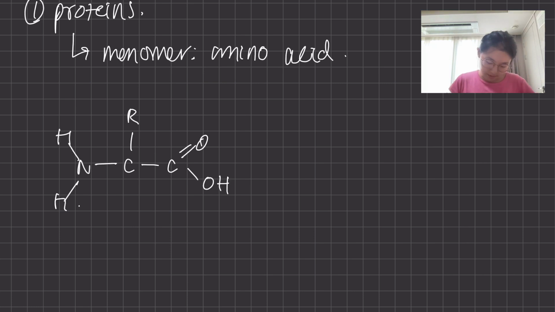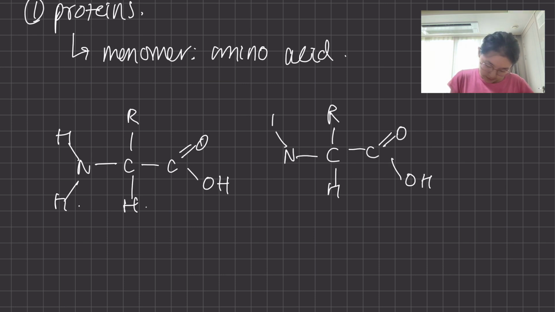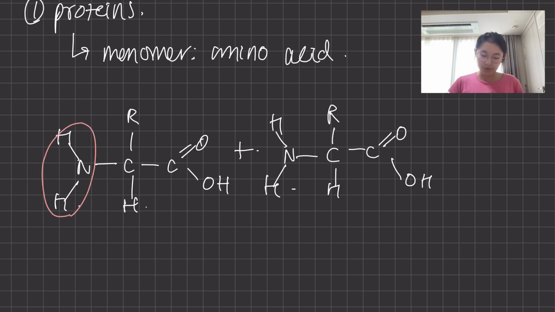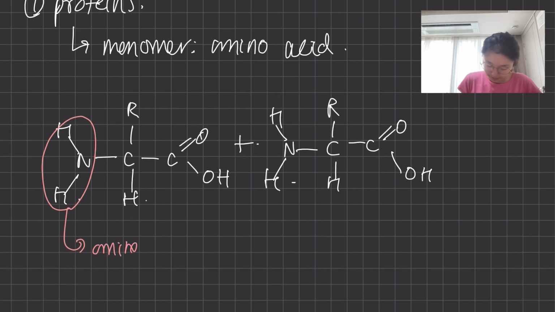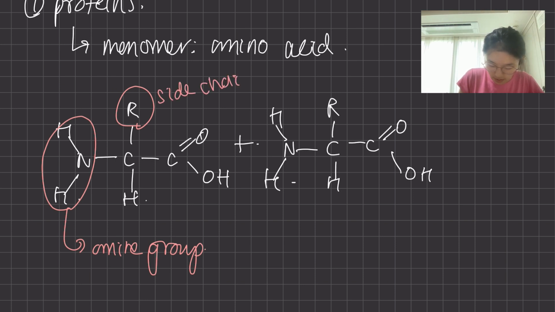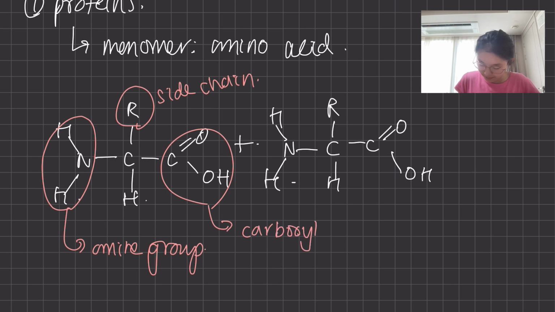Right, so we have one of our amino acid molecules right here. Let's draw another one. Right, so we have two amino acid molecules. And just as a recap, let's try to identify each of these different groups in an amino acid molecule. So this is obviously going to be an amine group. Next, we have our side chain, also known as the R group, or the variable group. Here we have our carboxyl group. And same goes for the other amino acid.